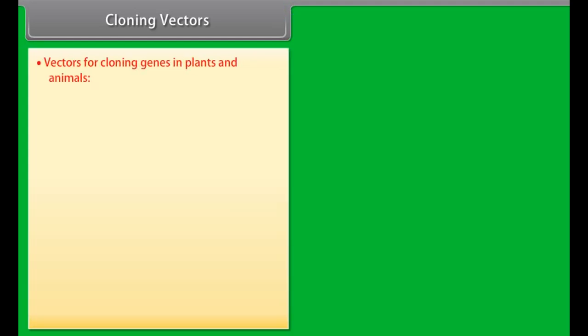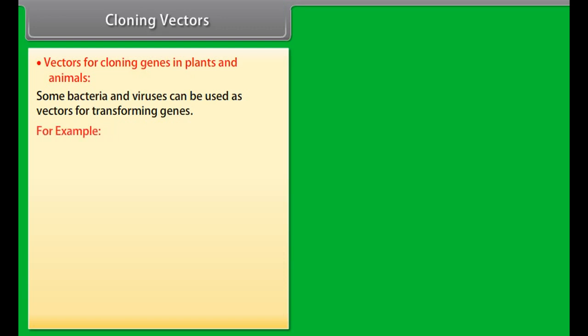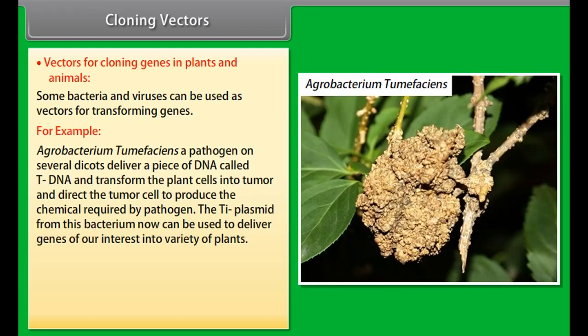Vectors for cloning genes in plants and animals. Some bacteria and viruses can be used as vectors for transferring genes. For example, Agrobacterium tumefaciens, a pathogen of several dicots, delivers a piece of DNA called T-DNA and transforms the plant cells into tumor cells and directs them to produce the chemicals required by the pathogen. The Ti plasmid from this bacterium can now be used to deliver genes of our interest into a variety of plants.